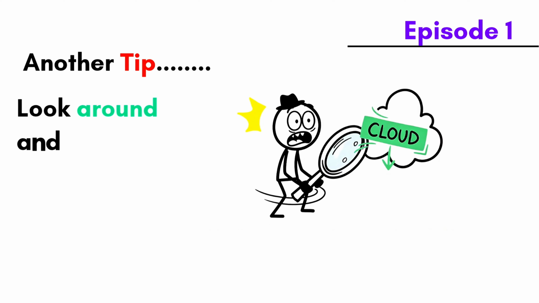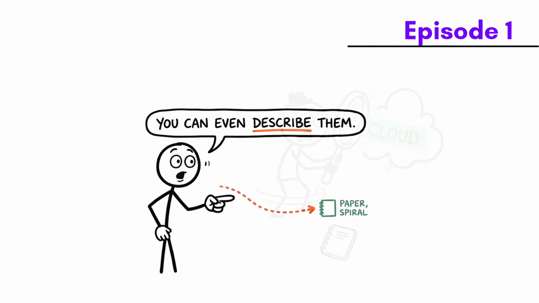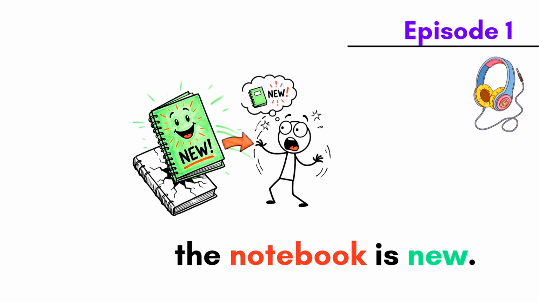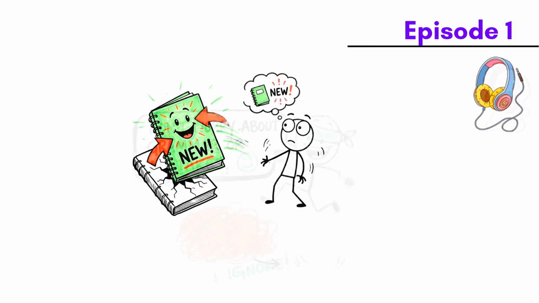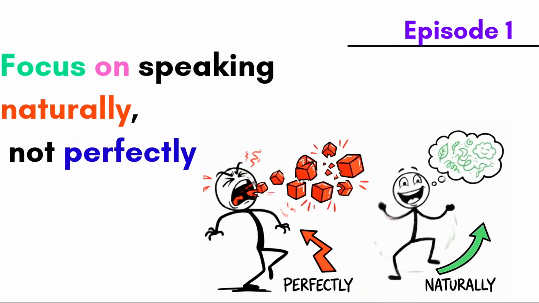Another tip: look around and name what you see. You can even describe them, like, the notebook is new. Don't worry about grammar or mistakes. Focus on speaking naturally, not perfectly.